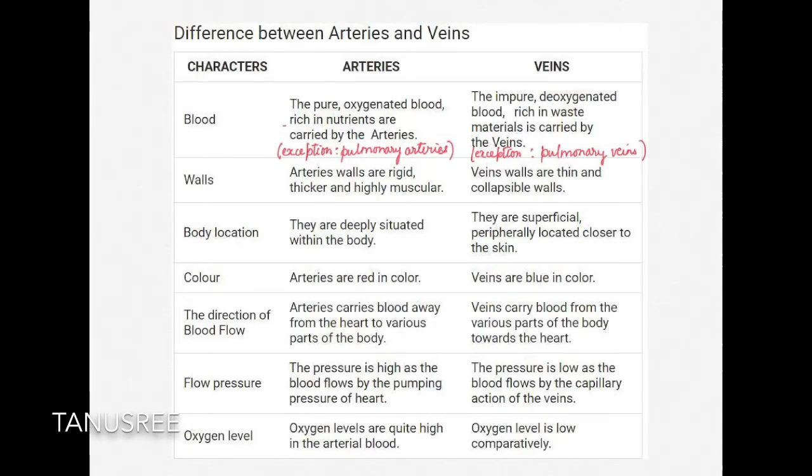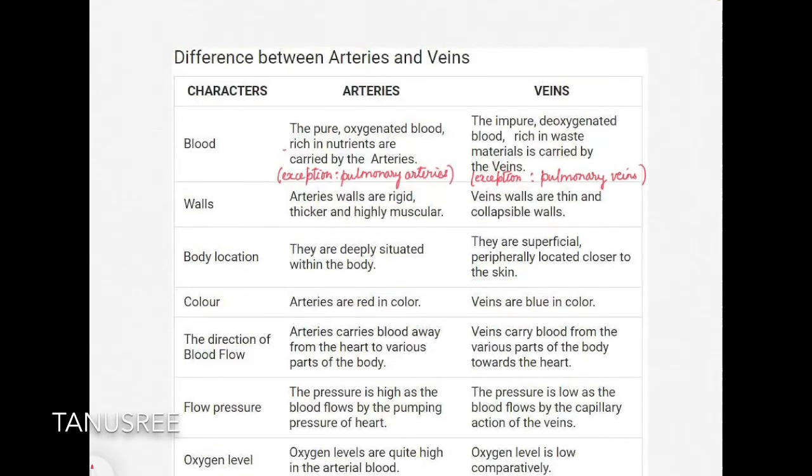The arteries have a bright red color, whereas the veins have a dull red color. The blood flowing through it is dull red. Direction of the blood flow in the arteries is always from the heart to the different parts of the body. The veins are carrying the blood from the different parts of the body towards the heart.